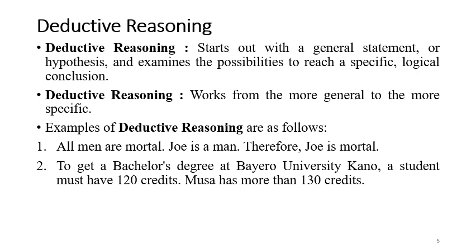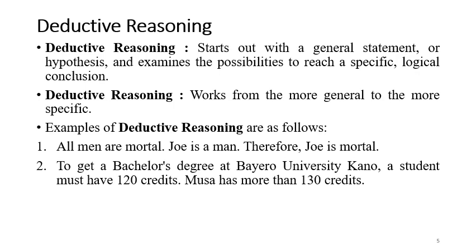Deductive reasoning starts with a general statement or hypothesis to examine the possibility to reach a specific logical conclusion. The next point is that deductive reasoning works from the more general to the more specific. So based on these 2 points, deductive reasoning starts with a general statement, and then you make a specific statement. That is why we can see now the 2 examples, 1 and 2.